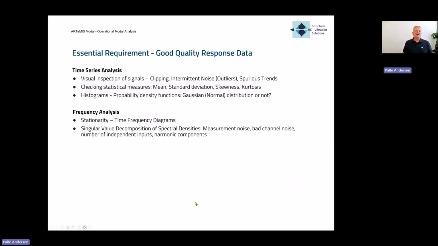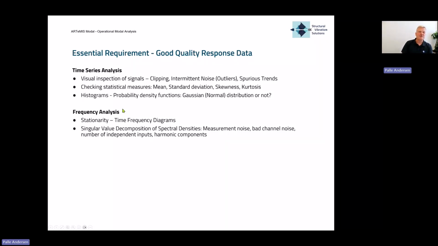There are different ways we can look at the response data we have acquired. We can do some analysis in the time domain, which we can call time series analysis. And then we can also switch to the frequency domain and do other types of analysis there. Both are good to do, because in both domains you can see different things clearly, and other things you may not see so clearly in one domain, but then you can switch to the other one.